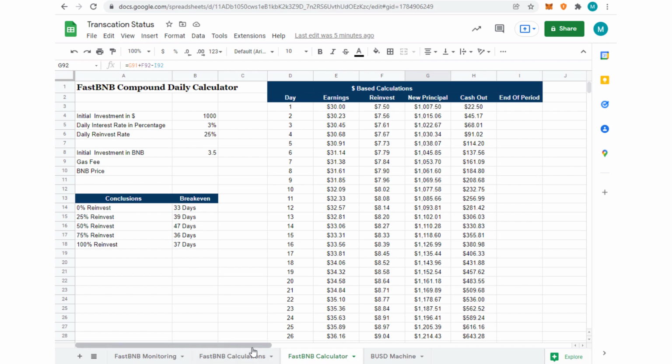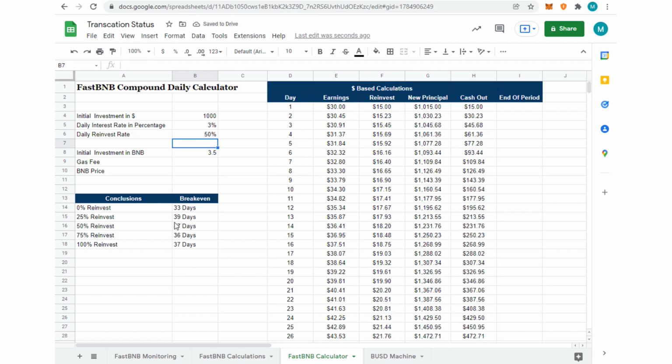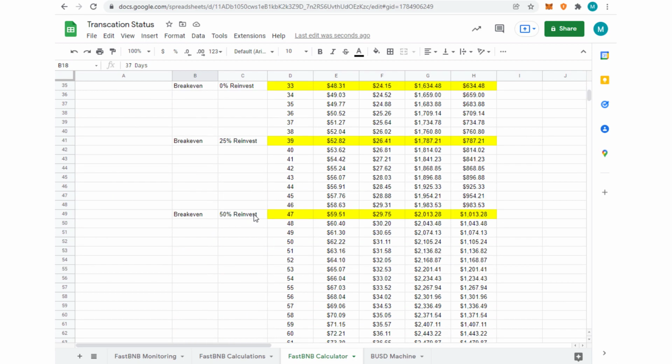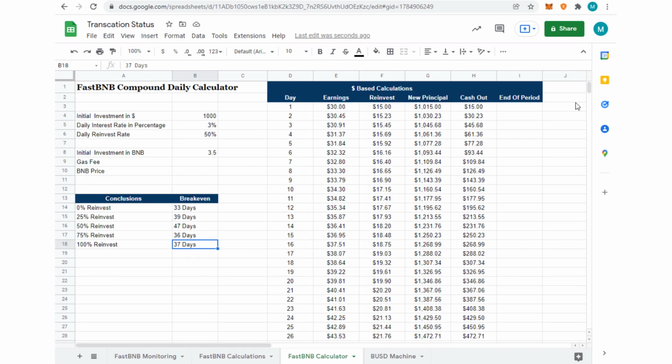Now let me show you. If I change it to 50%, what would be the break even? I did all this calculation, so you could see that for 50% it would be at 47 days. If I reinvest 75%, it would be at 36 days. If I do 100%, it would be at 37 days. I get my break even. So for 50% at day 47, I get my money back, and the rest of it is building.